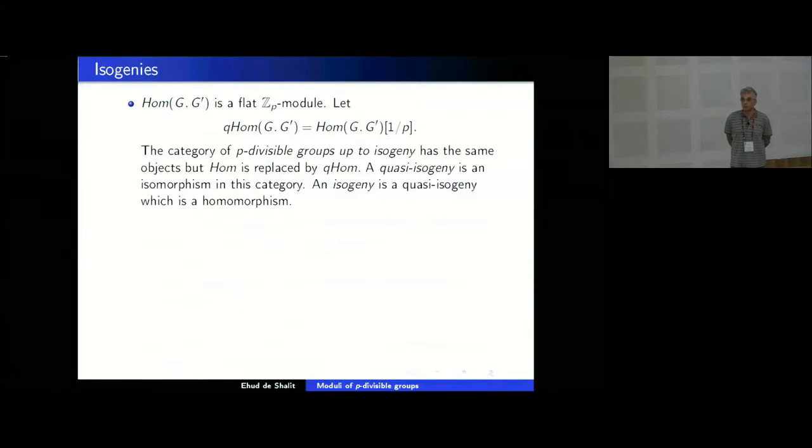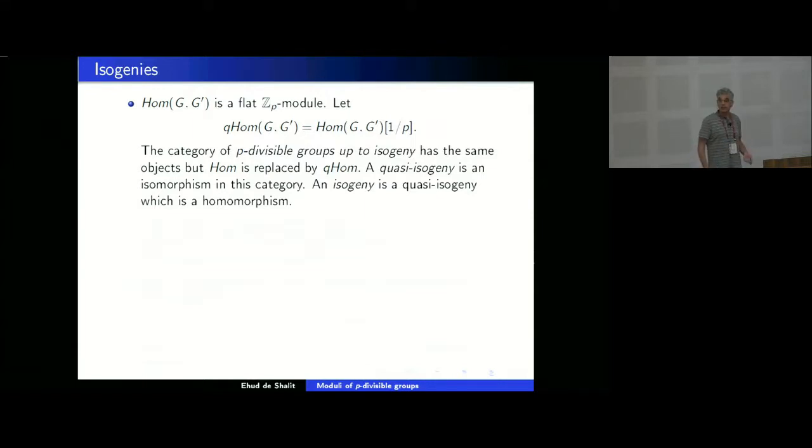And then we have the very important notion that will show up a lot in this course, of isogenies. So the homomorphisms between two p-divisible groups has no p-torsion, is a flat Z_p-module. That should be obvious from the definition. So we can form a new category called the category of p-divisible groups up to isogeny. It's a long name, where you take the same objects, but you replace the Homs by the Homs tensored with Q. So the new Homs are Homs where you invert p, and a homomorphism in such a category will be called a quasi-homomorphism, and a quasi-isogeny is a quasi-homomorphism which is an isomorphism in this category. So that's, again, a very concise definition.